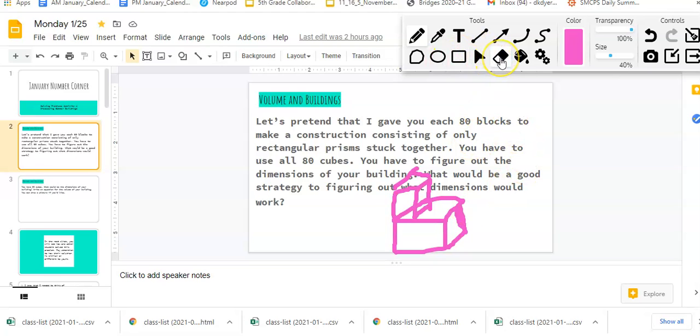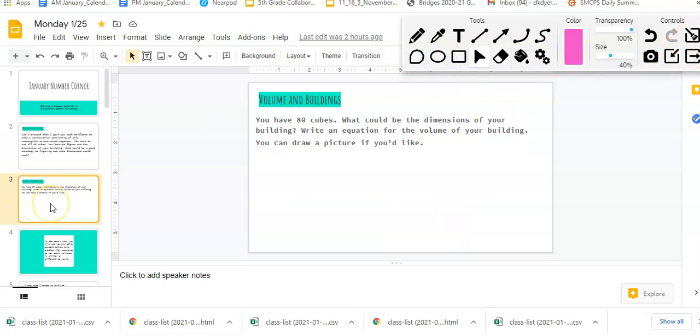So take a minute and think about that. And then you're going to go ahead and draw a picture and write an equation for your own rectangular prism that you're going to use that has to have 80 cubes.